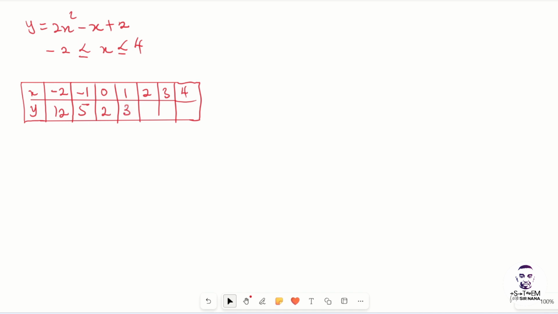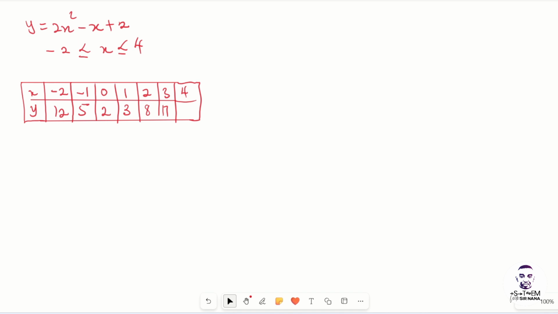When x is equal to 2, we are going to have the value of y equal to 8. And then when x is equal to 3, the value of y is equal to 17.